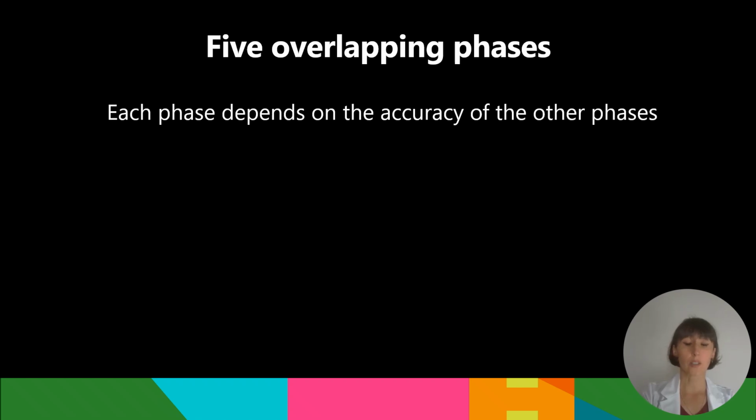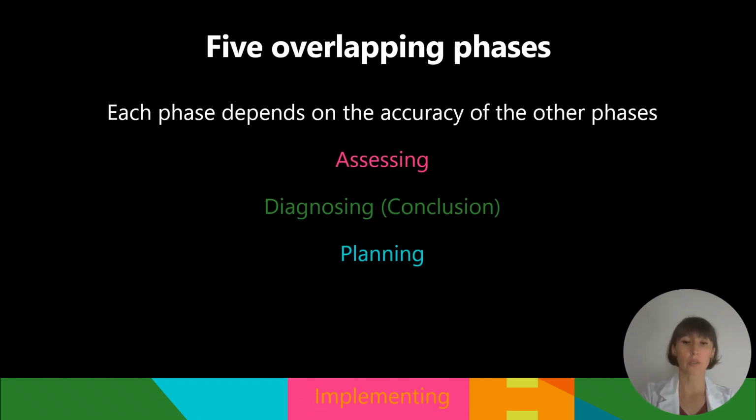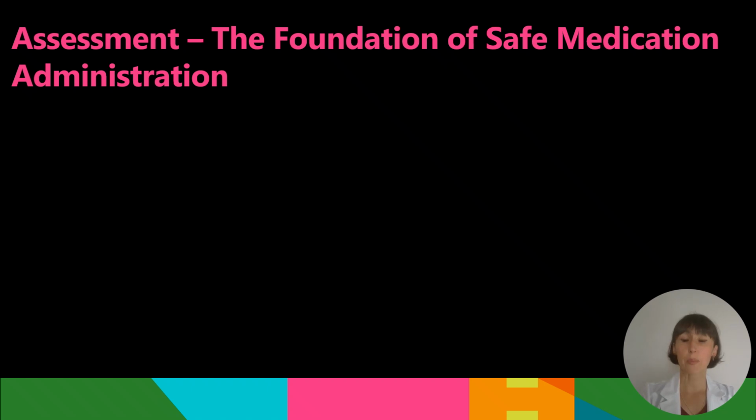The nursing process consists of 5 overlapping phases, and each phase depends on the accuracy of the other phases. The phases are assessing, diagnosing, or conclusion. This is a new term that you might see in some textbooks. Now we call diagnosis conclusion. Planning, implementing, and evaluating. The first step is assessment.